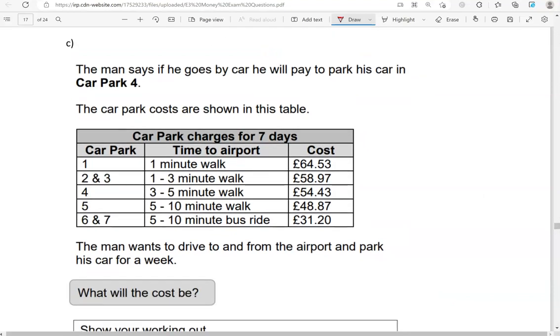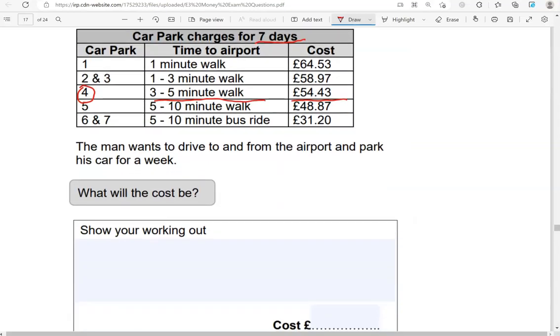The man says if he goes by car, he will pay to park his car in car park 4. Car park 4, that's this one here. The man wants to drive to and from the airport and park his car for a week. The car park charges for 7 days, so that should be fine. What will the cost be? That will be £54.43.